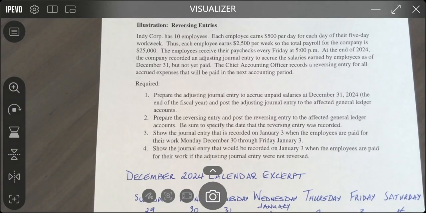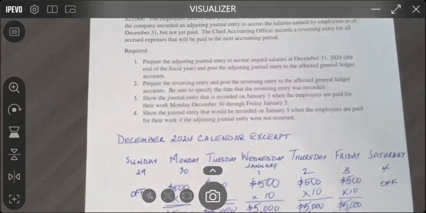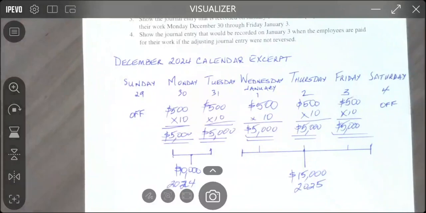Okay, if you've read about reversing entries, please take a moment and give this a shot. Doing so will make it all make sense, and you'll have this down the rest of your career. So give it a shot. Before you do, here is the way I set up the information.